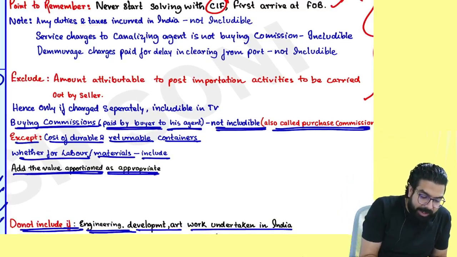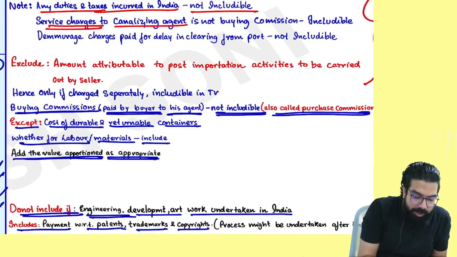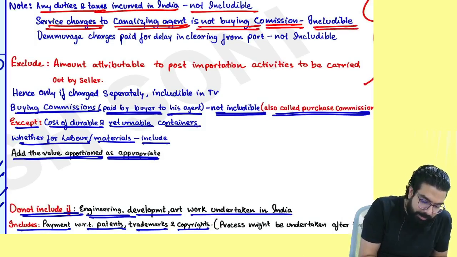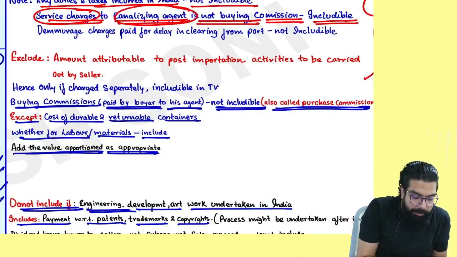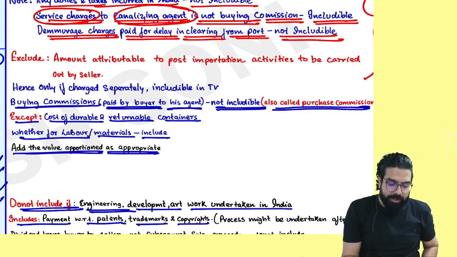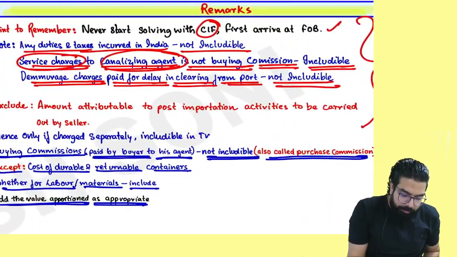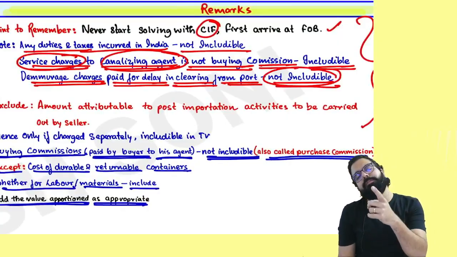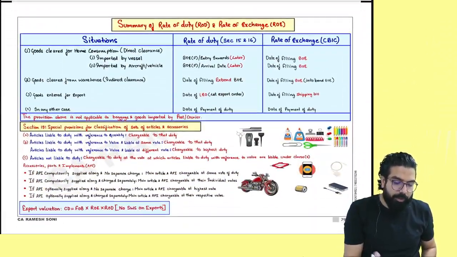The next is, any taxes and duties incurred in India are never included. Service charges to channelizing agent is not buying commission; service charges to channelizing agent are always to be included. Demurrage charges paid for delay in clearing from the port are always to be included. These are some of the important ones. Ship demurrage is included. Please come to the next point, everyone.